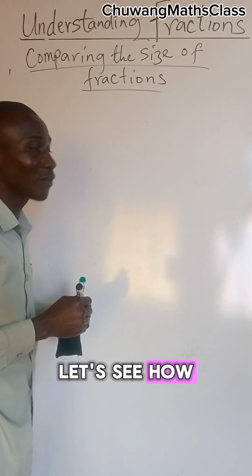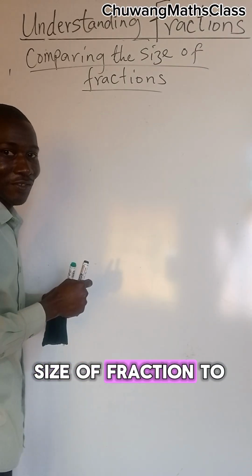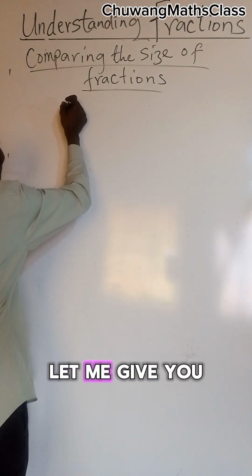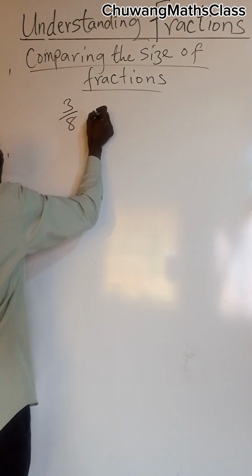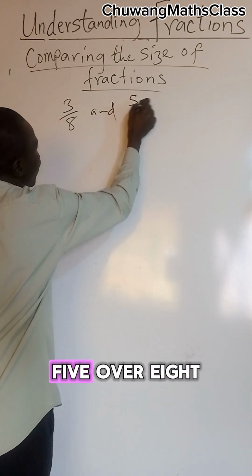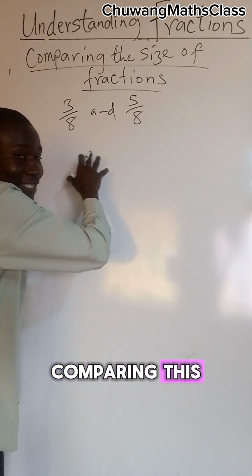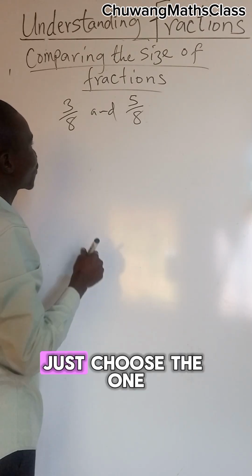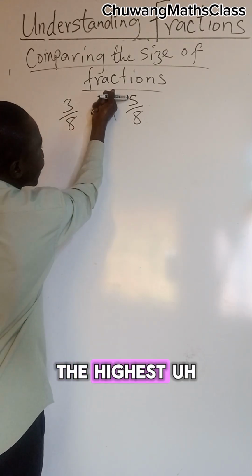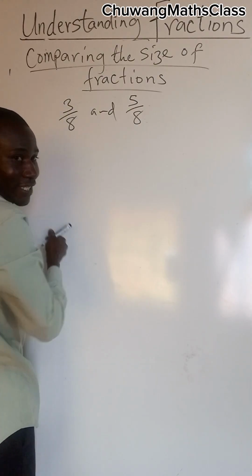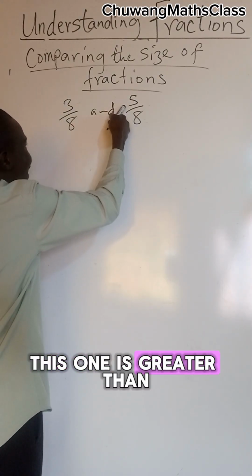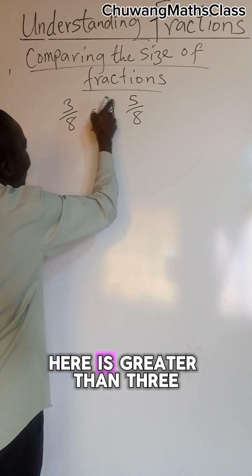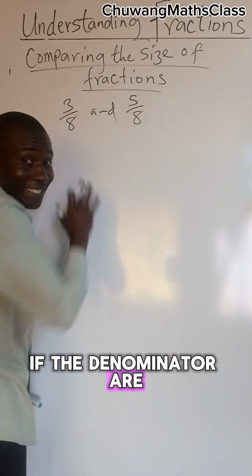Okay, now let's see how we can compare the size of fractions to see which fraction is greater than the other. Let me give you this example. Let's say we have 3/8 and 5/8. Comparing fractions that have the same denominator is very, very easy. Just choose the one that has the highest numerator, right? So you see, this fraction is greater than this one, because this 5 here is greater than 3 if the denominators are the same.